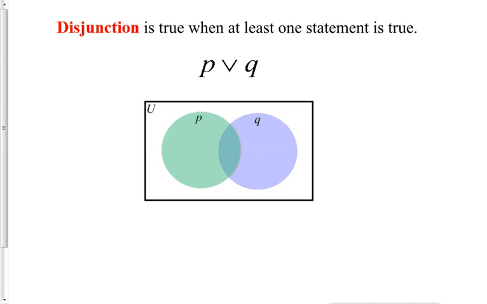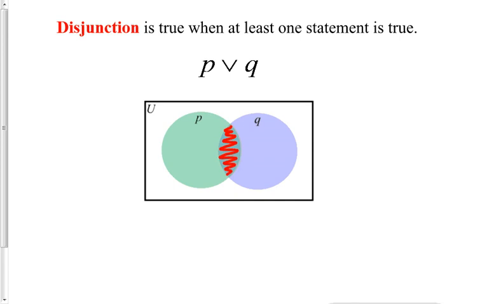Again, we have the universal set with the rectangle and circles P and Q representing our two statements. Now, if statement P was true and statement Q was false, we would be looking at this region of the Venn diagram right here. If statement Q was true and statement P was false, we would be looking at this region of the Venn diagram. If both statements are true at the same time, we're looking at this region here.